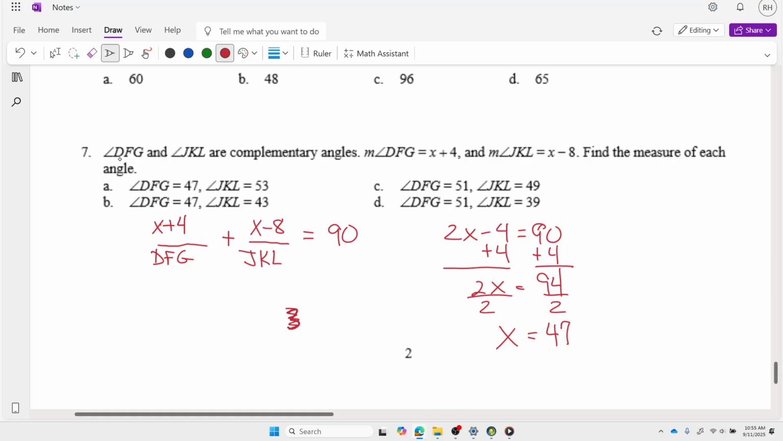Find the measure of each angle. So if we go back to DFG here, DFG is x plus 4, so DFG equals 47 plus 4, which is 51 degrees. And JKL is equal to 47 minus 8, which is 39 degrees. So DFG 51, JKL 39, answer choice D.